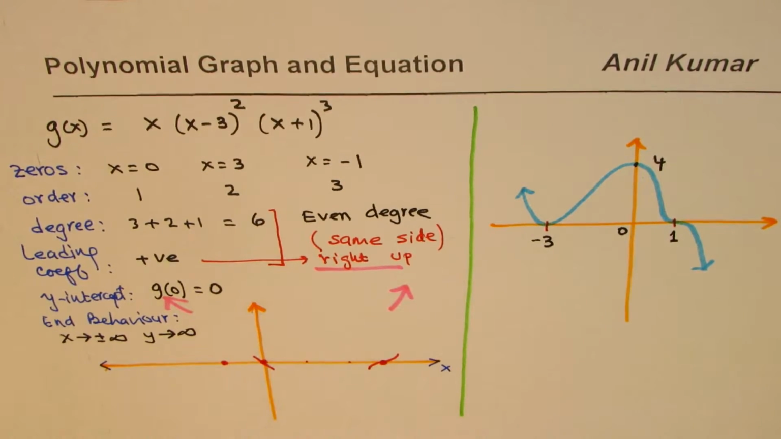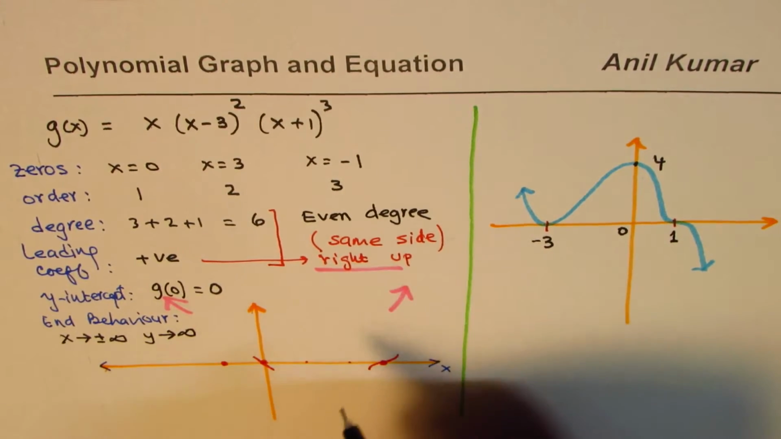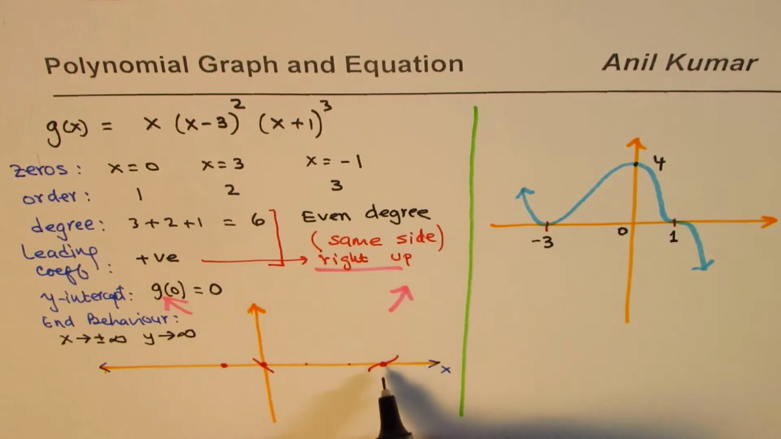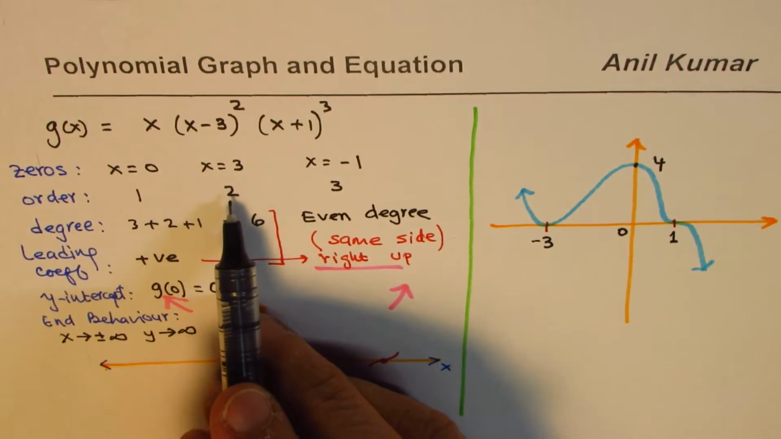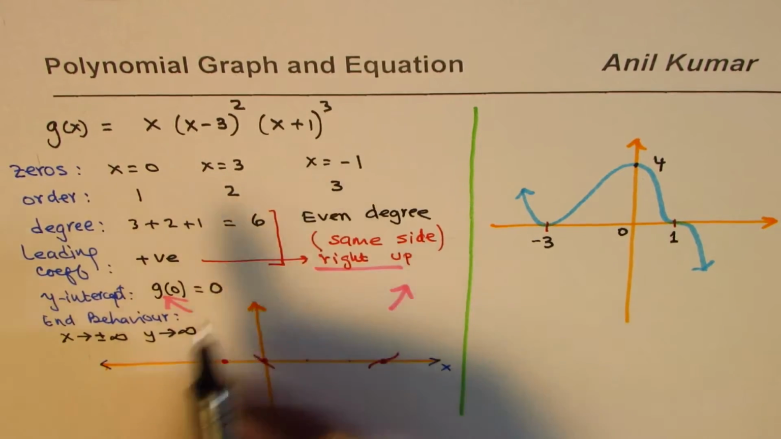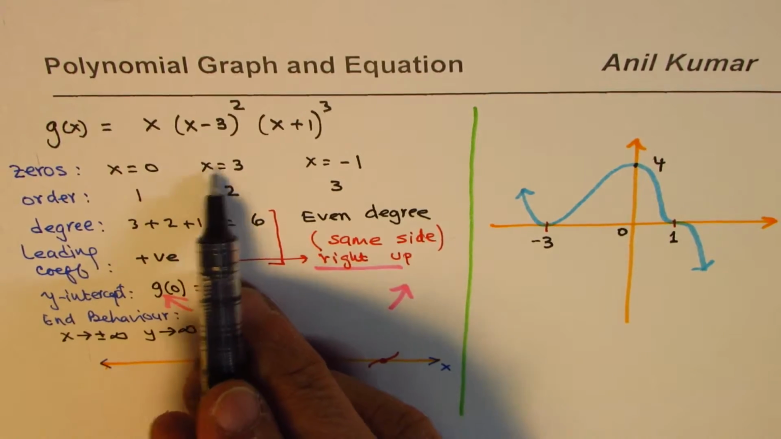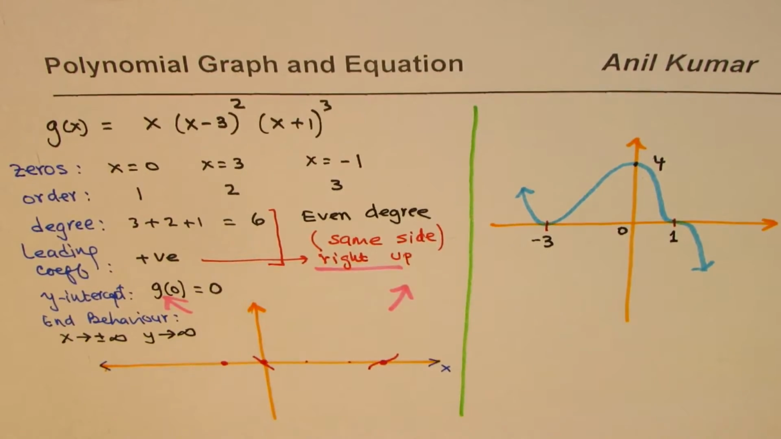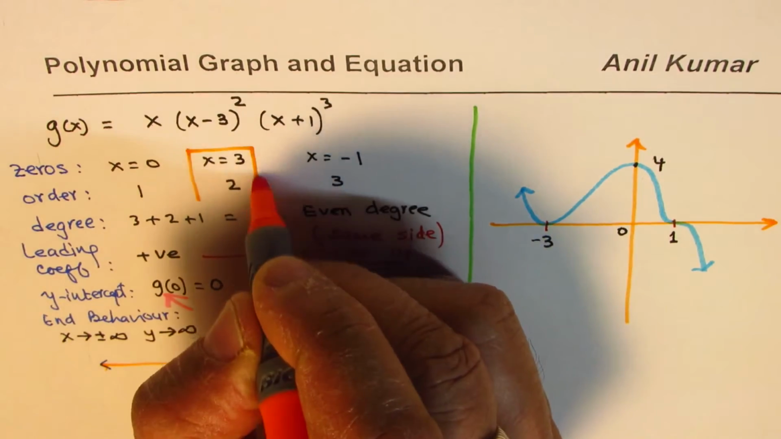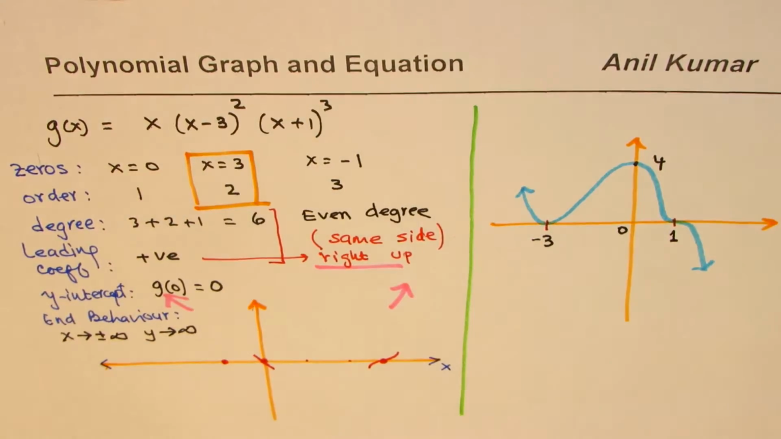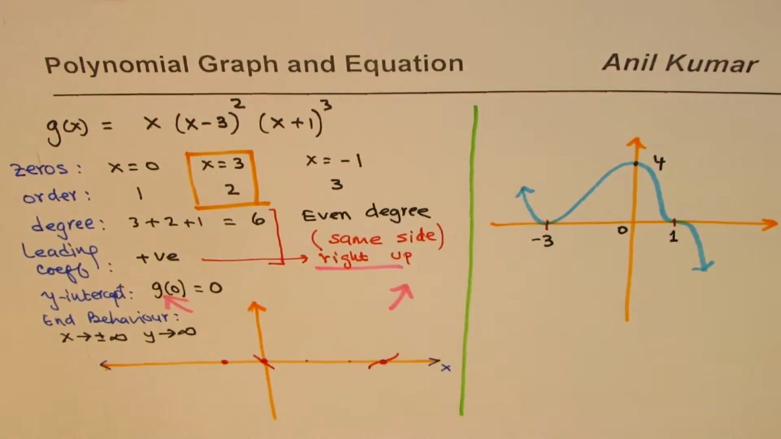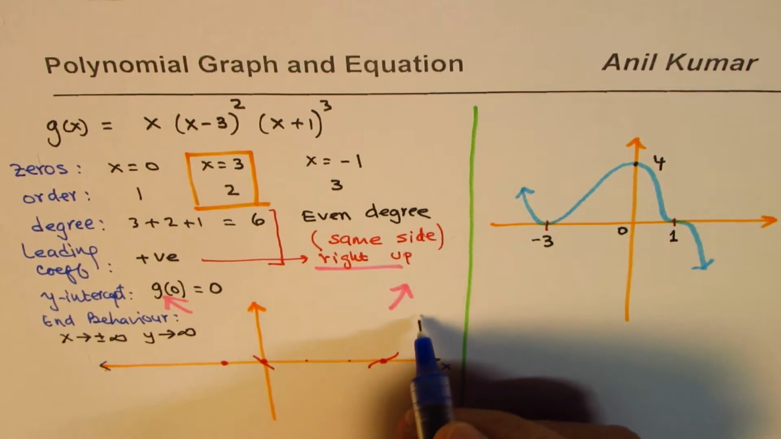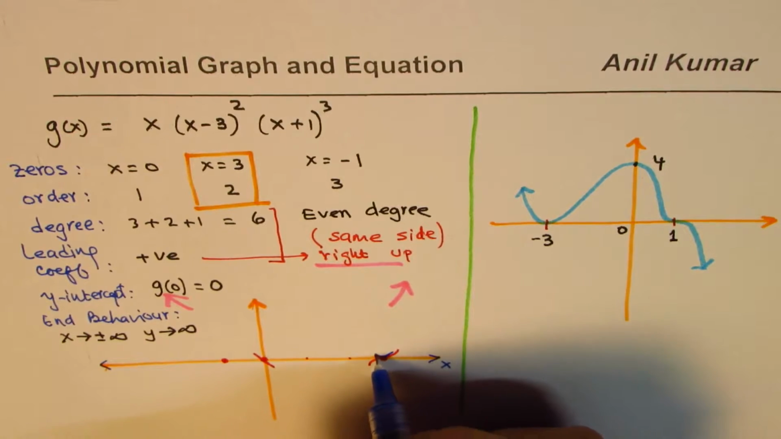Okay, let's go back. So we'll change the color. So at 3, this is at 3, we have square, not cubic. Cubic is at -1. Okay, let's get back to this. So at 3, we're talking about this now. It is quadratic, right? So it is not cubic, as I said earlier. So quadratic means it will turn. We are coming from this side, it will turn. So it will turn like this.